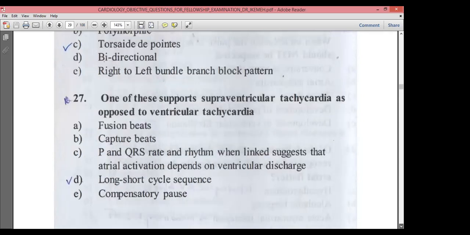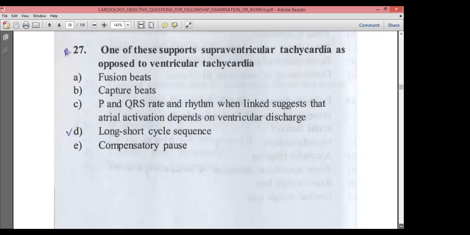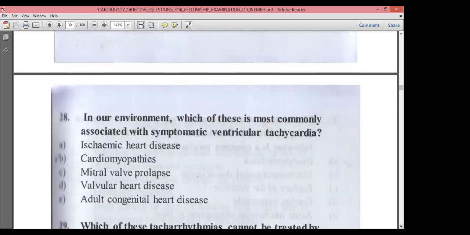Okay. 28. In our environment, which of these is most commonly associated with symptomatic ventricular tachycardia? Ischemic heart disease, cardiomyopathies, mitral valve prolapse, valvular heart disease, adult congenital heart disease. Okay.